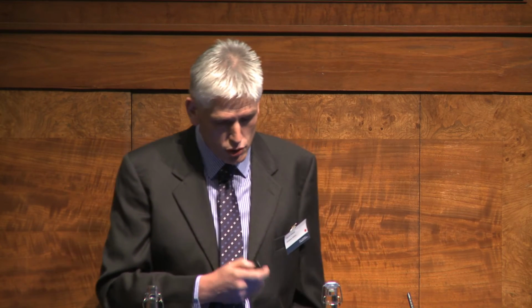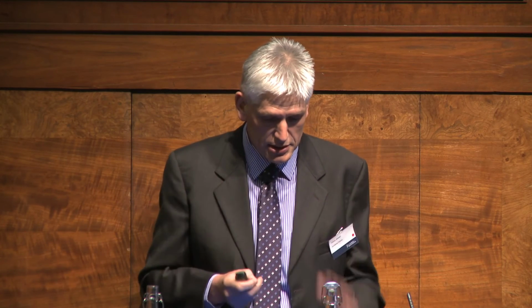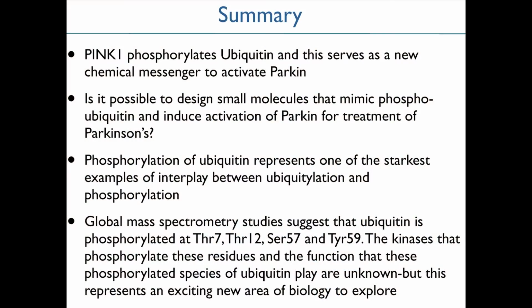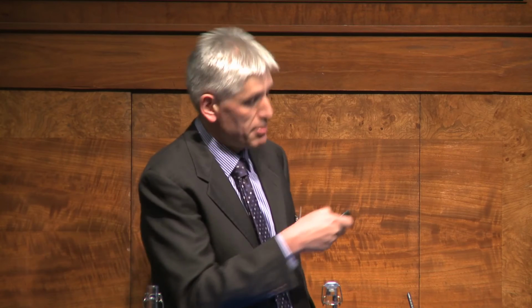I think this is really interesting because it describes a new chemical messenger by which Parkin is activated. It's obviously very interesting to know more about phosphorylated ubiquitin at serine 65. Is this pathway really disrupted in patients with Parkinson's disease? From a therapeutic point of view, we would like to design small molecules that mimic the phosphorylated ubiquitin. Maybe these would induce activation of Parkin in cells, and that might have utility for the treatment of Parkinson's disease.